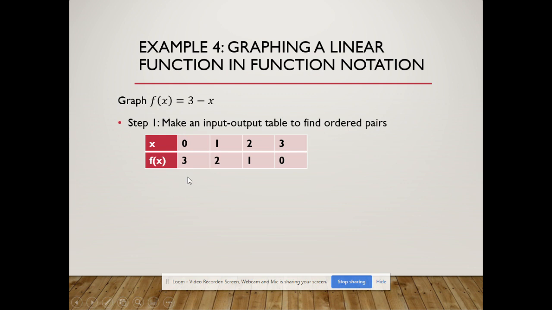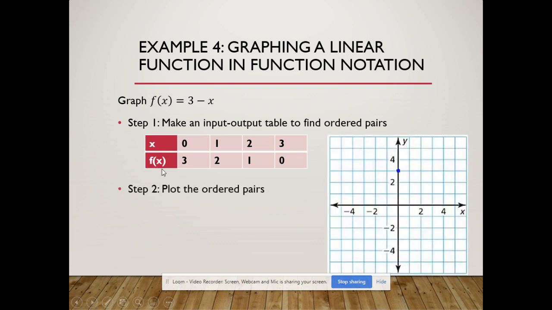So 3 minus 0 was 3, 3 minus 1 was 2, 3 minus 2 is 1, 3 minus 3 was 0. So now I've got my x, y values, or my x, f of x values. Either way we say it, it's going to be graphed the same. So now we're going to plot these ordered pairs at 0, 3, then 1, 2. Now 2, 1. Finally, 3, 0. Final step is we can see that clearly forms a line. I'm going to draw a line straight through it.